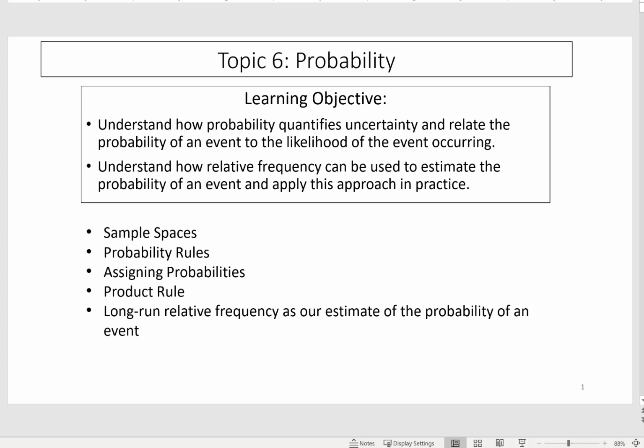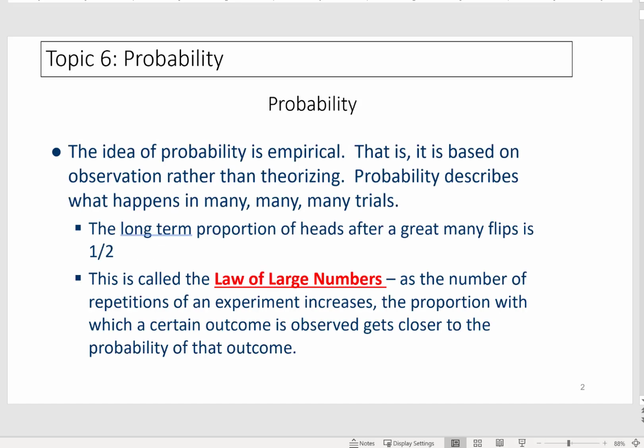Now, probability is the extent to which an event is likely to occur. It's measured by the ratio of favorable cases to the whole number of possible cases that could occur. The idea of probability is empirical. It's like doing experiments. It's based on observation rather than theorizing. Probability describes what happens in many trials.